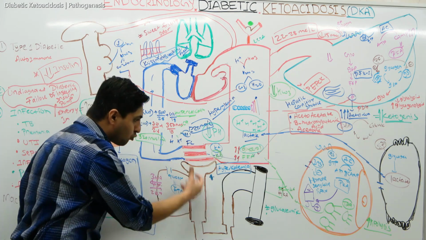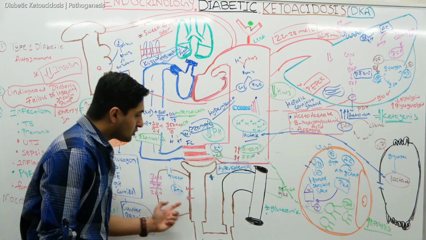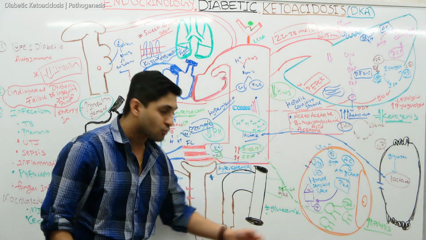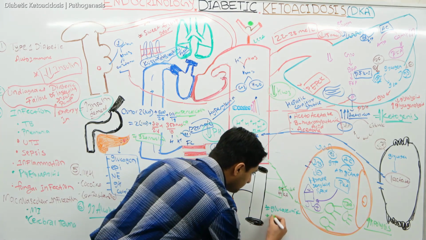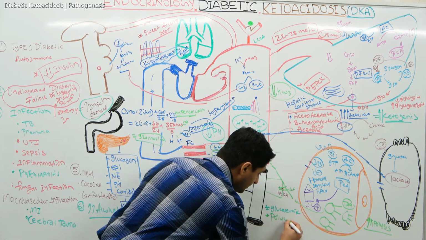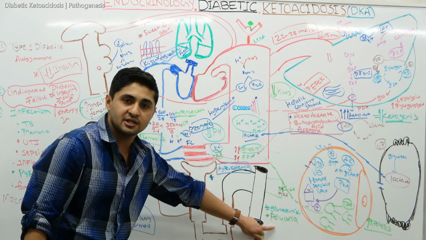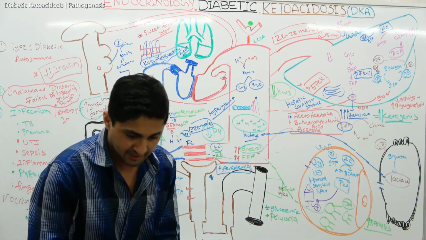At the same time, glucose is attracting water. So the water will also go to the urine. What is going to cause that? That's going to cause polyuria, the frequent urination. That is also a clinical manifestation of your DKA, right?